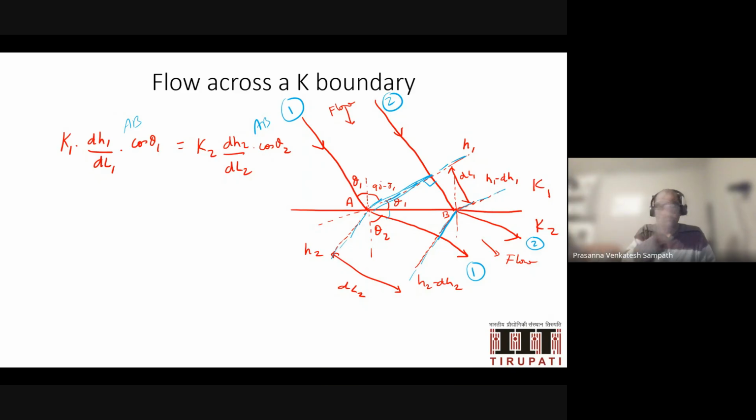Okay, now AB is there on both sides, it gets cancelled out, and that unit thickness also gets cancelled out. So you're left with this. Okay, so I'll just get rid of this AB over here. So I'm left with K1 times dH1 by dL1 into cos theta 1 equal to K2 times dH2 by dL2 times cos theta 2. Now, what can we say about dH1 and dH2?